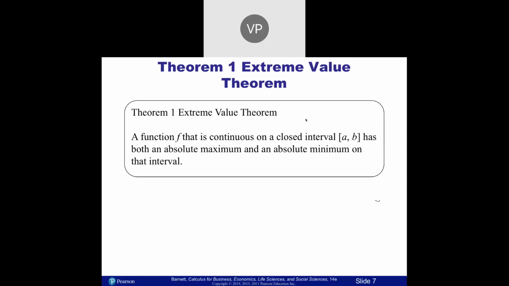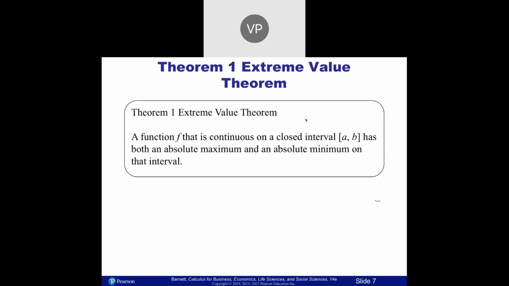Okay, so in this case here, we have a function that's continuous. Remember, continuous means there's no gaps, no breaks, no vertical asymptotes. So if you have a closed interval, a to b, and it doesn't matter what a and b are, we're going to go between this point and this point, there's going to be an absolute max and an absolute minimum.